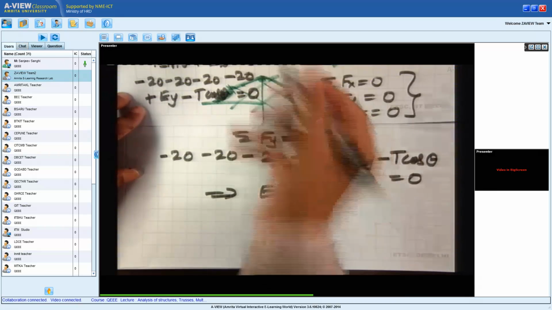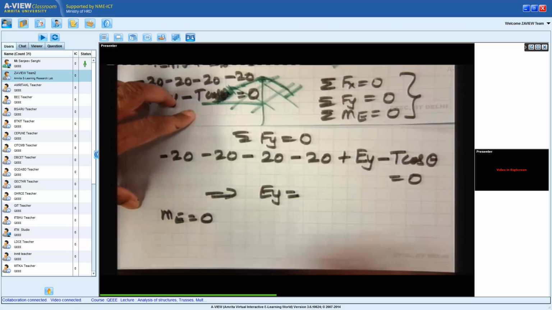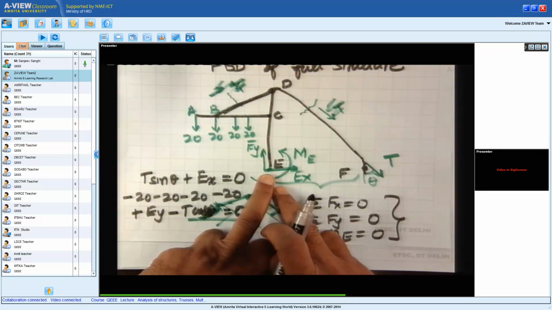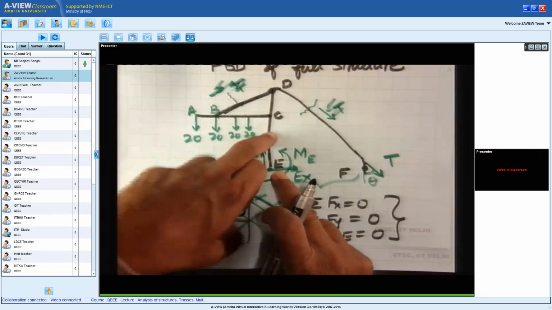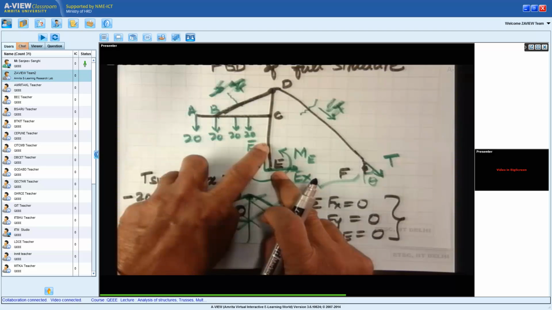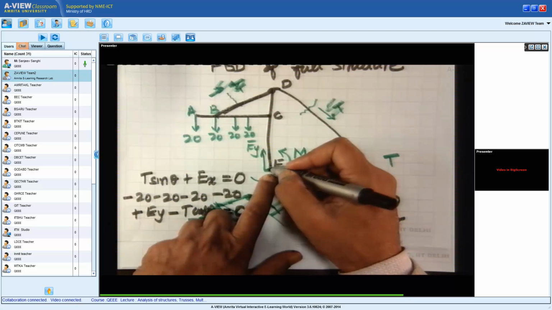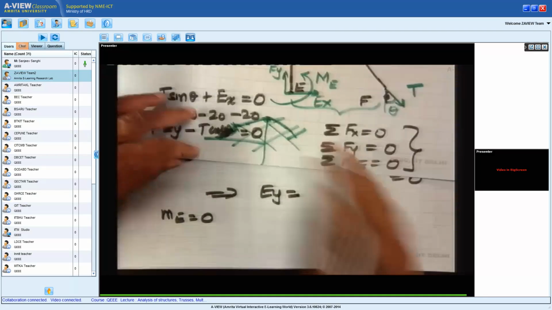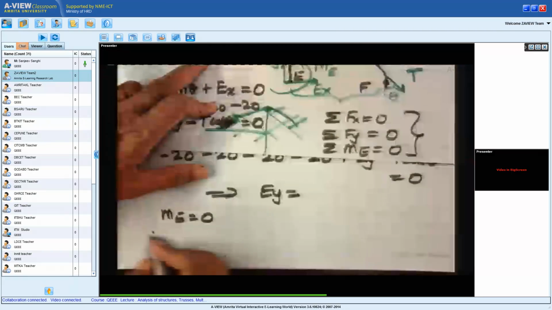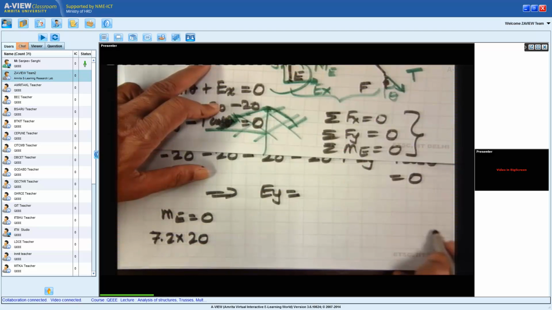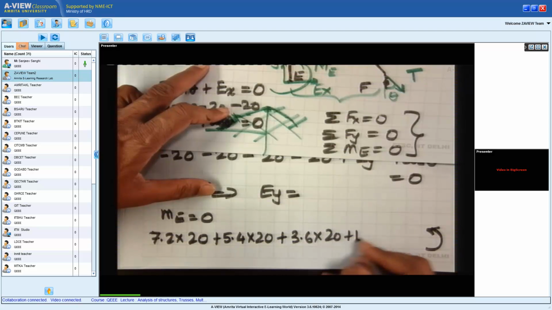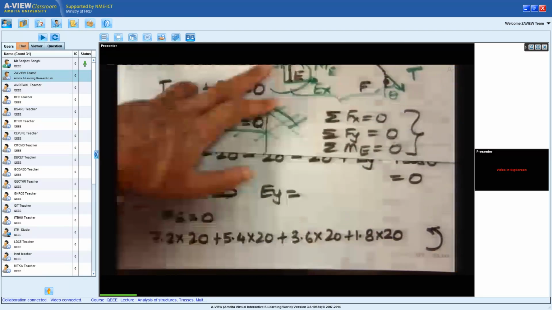Now for moments, if I take moments about E is equal to 0, that is the part which is new in this problem. So what do I have to do? I have to take moments due to all these forces. So I have to take the moment due to the 20 kilonewton forces. If I'm at this point E, the moment due to each of these is counterclockwise. So I will get, this is 7.2, that's the moment due to this.